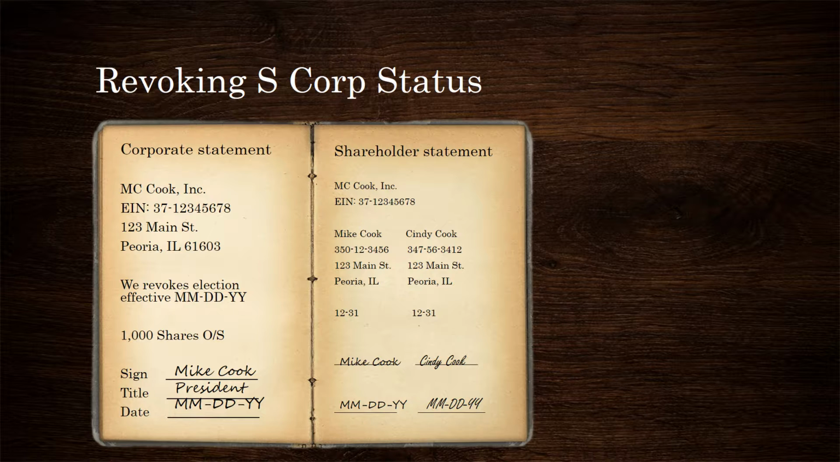If the effective date of the revocation is not the corporation's year-end date, the corporation will have a short tax year and will be required to file both an 1120S as an S corporation and a regular 1120 as a C corporation for that tax year.